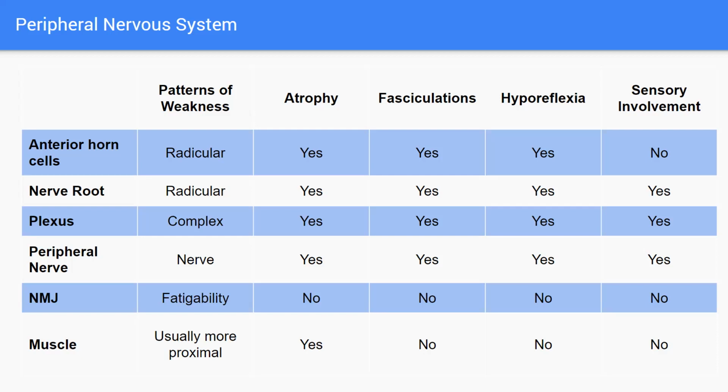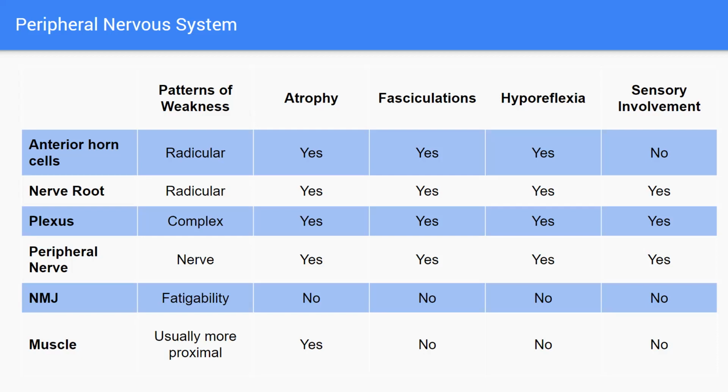The plexus is a combination of nerve roots as well as peripheral nerves. So the presentation can be quite complex with a mixed radicular and nerve pattern. But nonetheless, there are lower motor neurons in the plexus. So you would have, once again, atrophy, fasciculations, and hyperreflexia that you could expect to see, with some sensory involvement as well, with sensory neurons being affected. With the peripheral nerve, it would be a nerve pattern with atrophy, fasciculations, hyperreflexia, as well as sensory involvement usually.